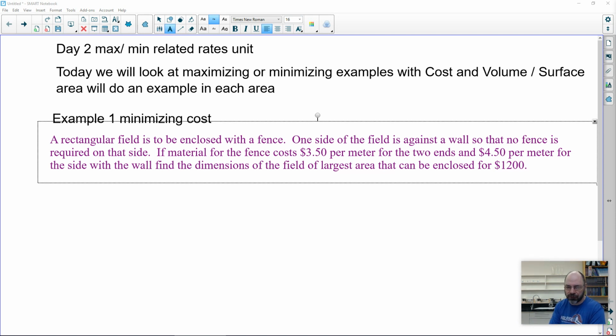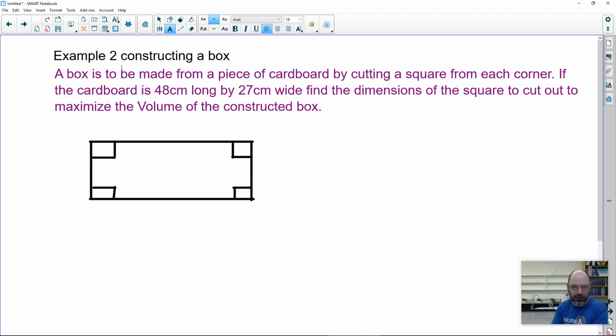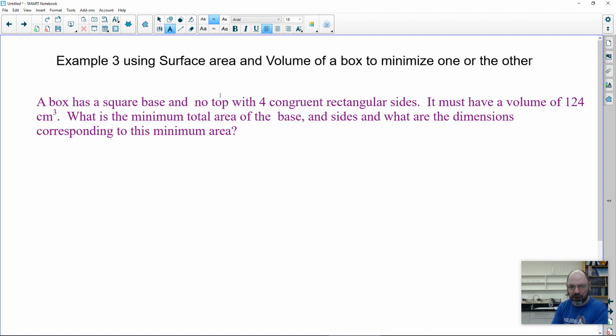But today I want to focus on, we did area, maxing and min type problems yesterday. A couple different examples of that. I think we did three. Here we're going to do three examples again. So this first one that we're going to do is cost. I'll flip ahead here. We're going to do one of constructing a box that maximizes volume. And then we're going to do one of building a box and knowing what the volume is that you need, and then minimizing the surface area of the box or the material that you need.